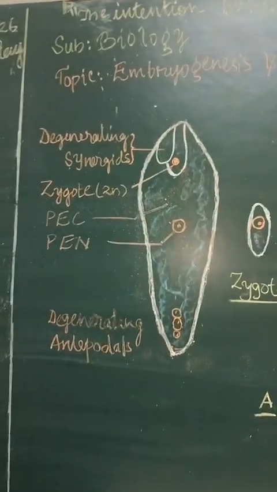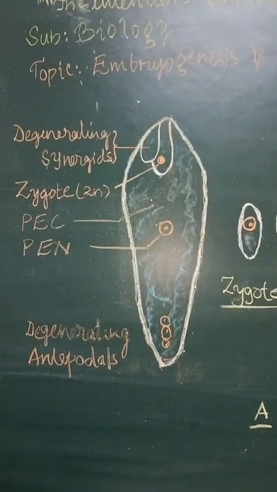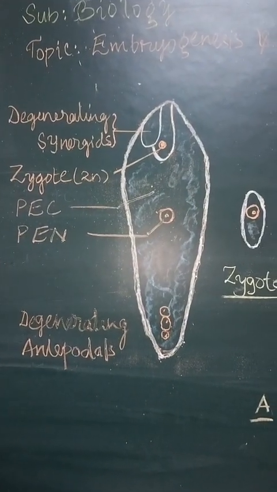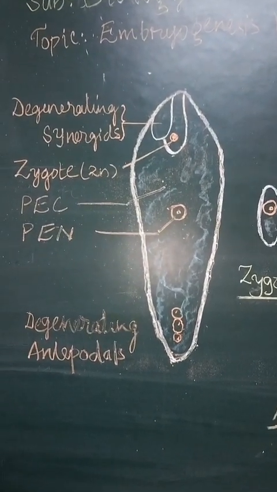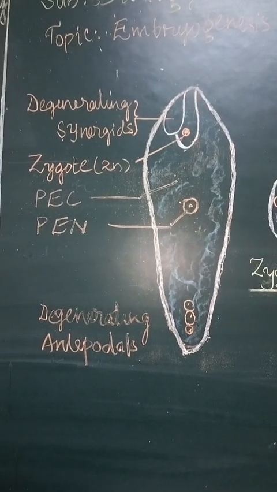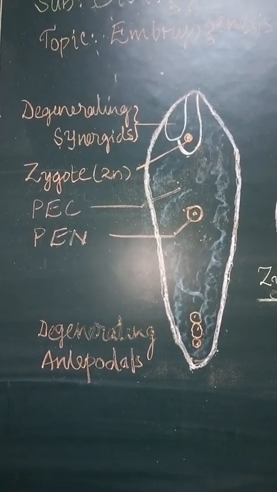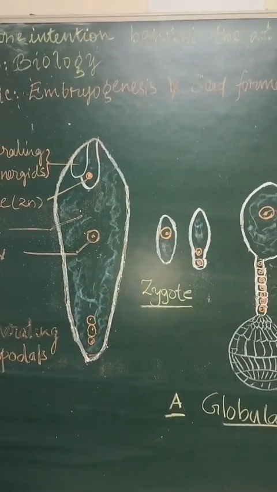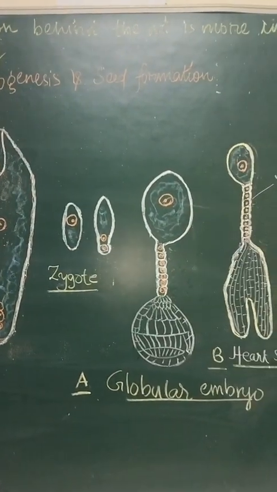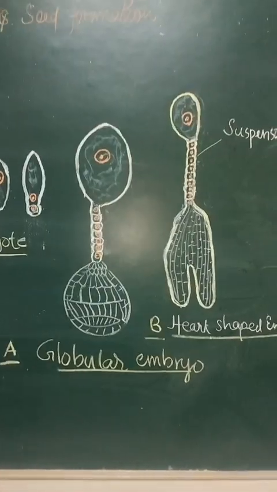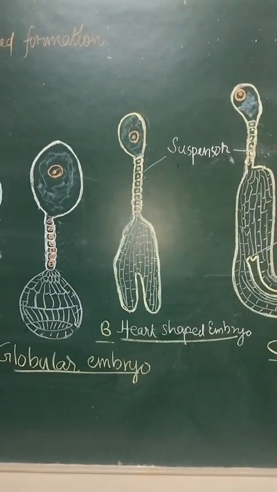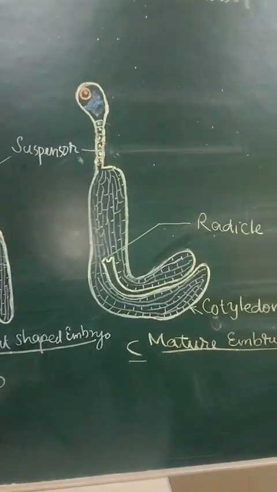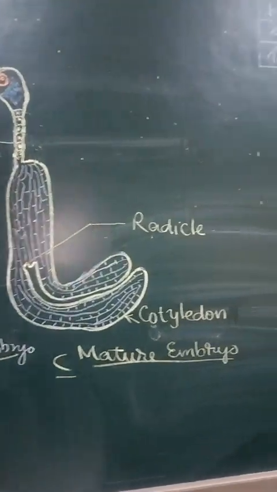After fertilization, the degenerating synergids, the zygote, the primary endosperm cell with the primary endosperm nucleus, and the degenerating antipodals you can identify in the post-fertilization embryo sac. Gradually the zygote develops into a globular embryo, then a heart-shaped embryo with suspensors, suspending the radicle and cotyledons that form the mature embryo.